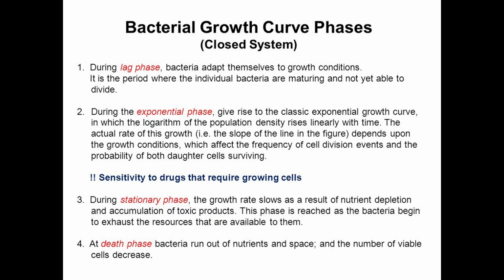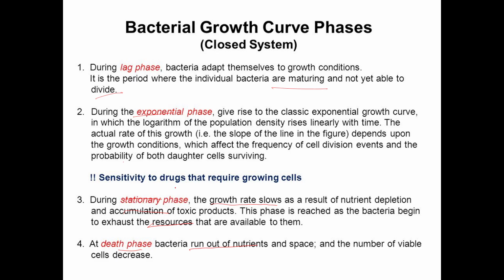From the next slide, we can see the literature of what I have described: in the lag phase, the bacteria are maturing and not able to divide, that is, binary fission is absent. And in the exponential phase, binary fission is applied. Okay, and number three, the stationary phase. The growth rate slows as a result of nutrient depletion and accumulation of toxic products. The phase is reached when the bacteria begin to exhaust the resources that are available to them. And at last, in the death phase, they run out of nutrients and space, and the bacterial cells decrease.